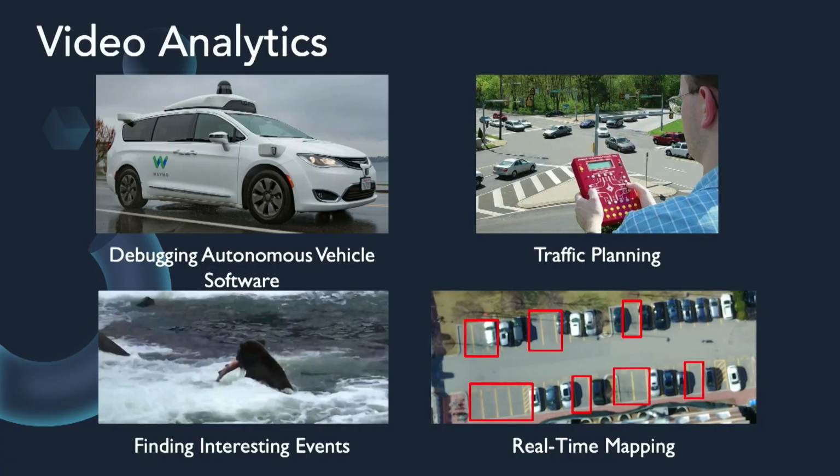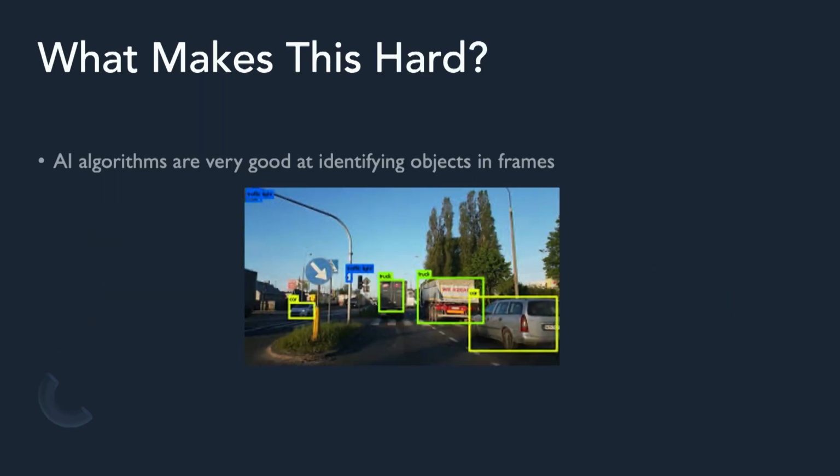We call this video analytics, and I gave a bunch of examples: debugging autonomous vehicles, traffic planning, real-time mapping, finding interesting events. These are all things where you might want to run these kinds of queries over your archive of video. Okay, so why is this hard?